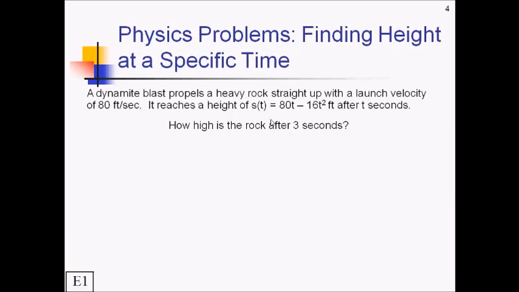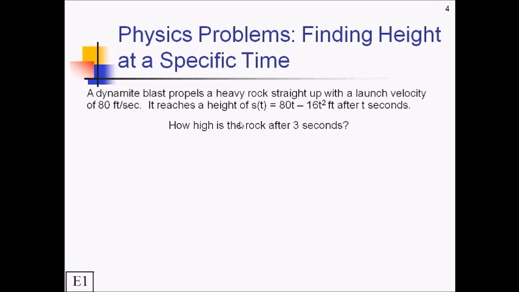For the next several examples, we're going to use this problem. A dynamite blast propels a heavy rock straight up with a launch velocity of 80 feet per second. It reaches a height of s of t equals 80t minus 16t squared feet after t seconds. And let's figure out all this stuff about this situation.